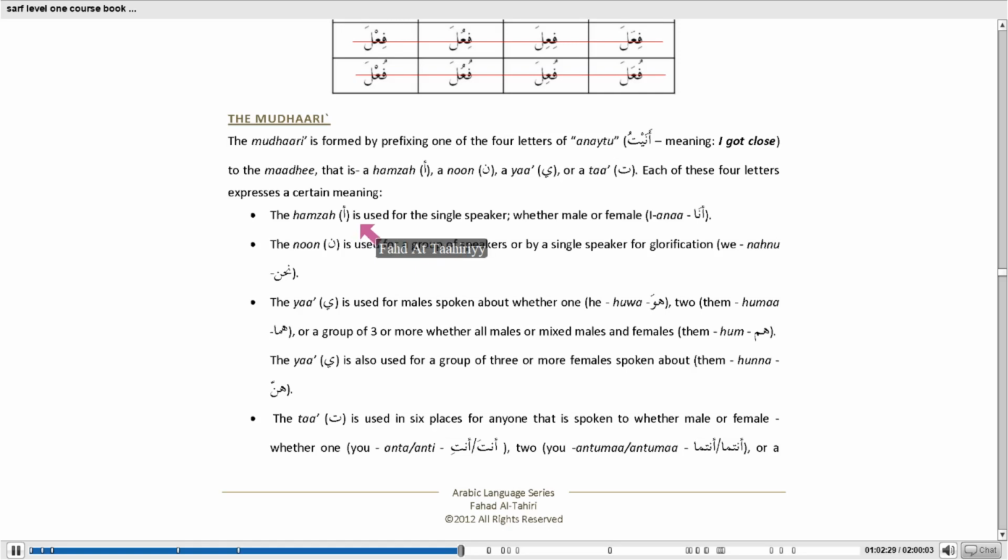Good, mashallah. Okay, so each of those four letters makes a certain meaning of its own when prefixed to the madi. Now the hamza, like adribu, is used for the single speaker, whether male or female.